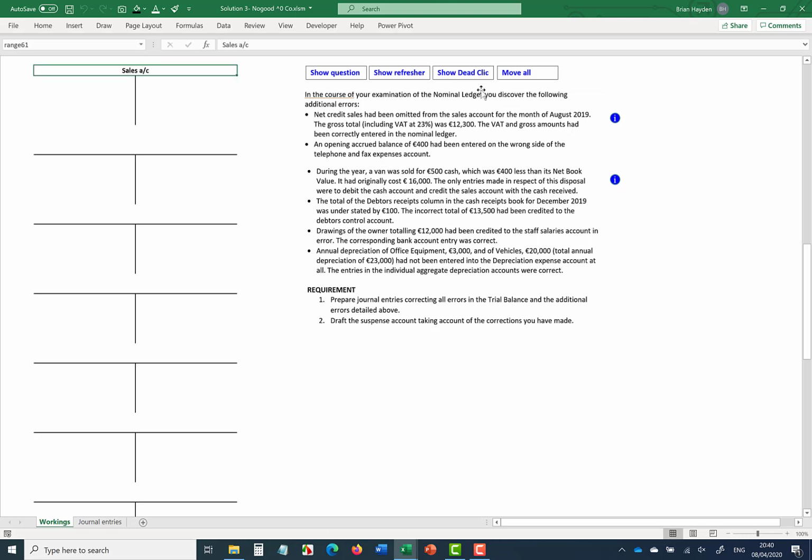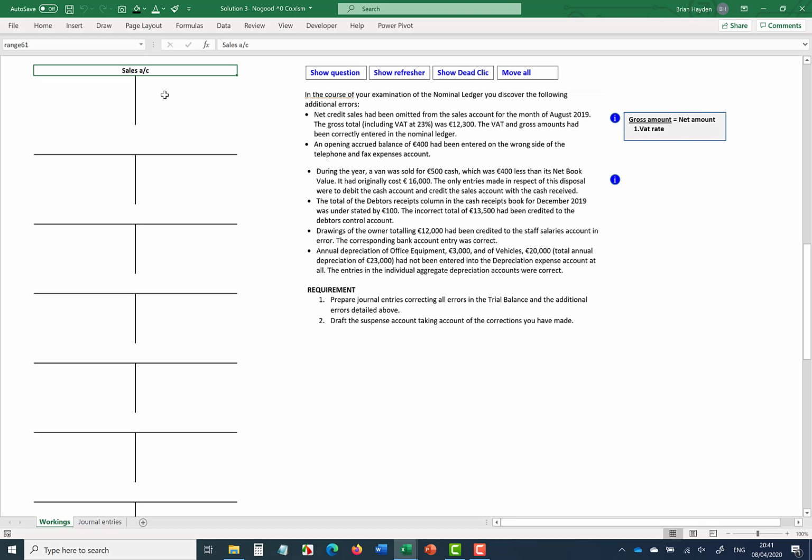So this is the sales account. Now we need to deal with the net amount. We're told the gross total was 12,300, including VAT at 23%. That's sufficient information to figure out what the net amount is. Again, this is something from semester 1. But the gross amount divided by 1 point the VAT rate will give you the net amount. So to work out the net amount, the gross amount is 12,300 divided by 1.23, the VAT rate. It works out as 10,000.